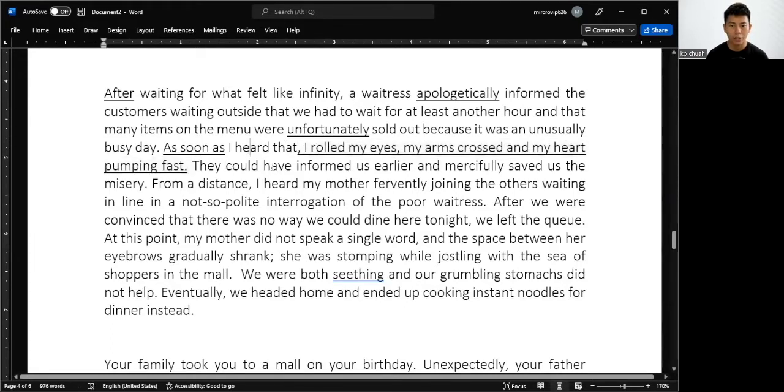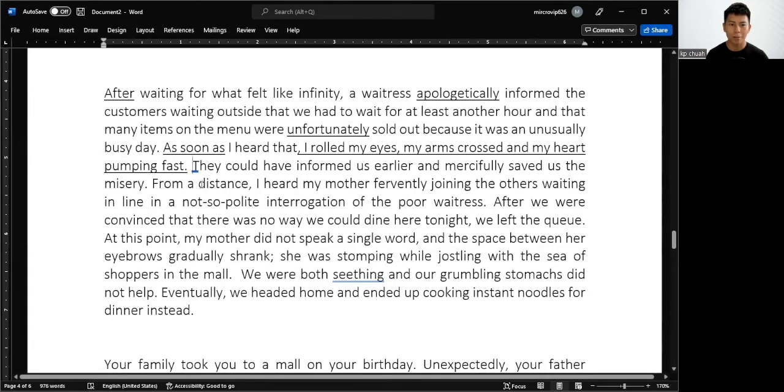Moving on, "they could have informed us earlier and mercifully saved us from the misery." This is actually a thought process that you are going through. I'm not going to go into the details of that, but for those of you who know, this is a way to insert kind of like a monologue.